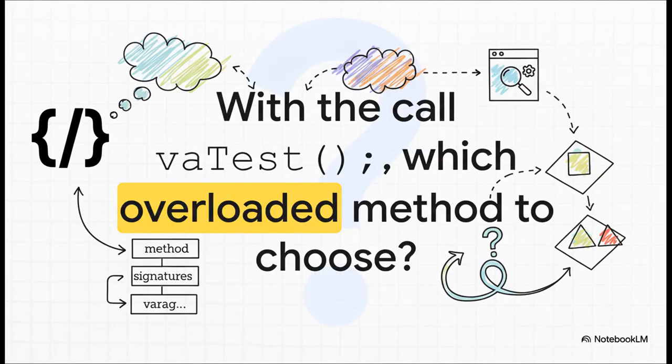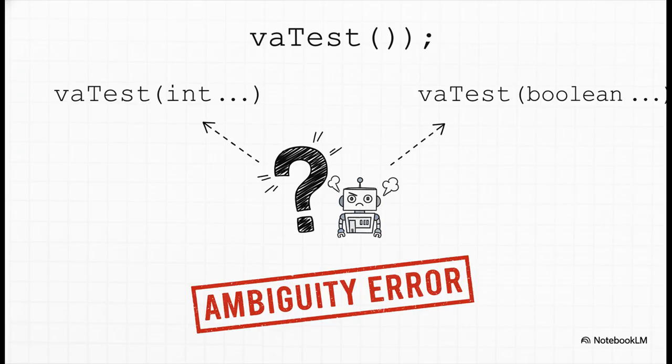But here's where that flexibility can bite you. Imagine you have 2 overloaded Varargs methods, and then you call the method with nothing, no arguments at all. Which one is the compiler supposed to pick? And this is exactly the ambiguity trap. See, a call with no arguments could technically match the int version. It's just an empty list of integers. But it could also match the Boolean version, an empty list of Booleans. Both are valid. So the compiler basically throws its hands up and says, I don't know what you want, and gives you an error.